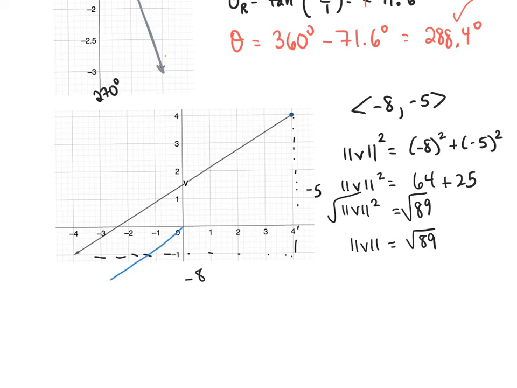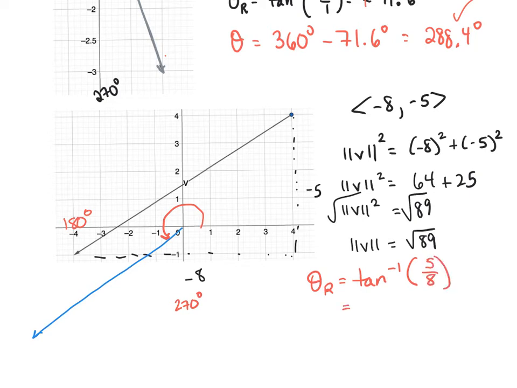Now, if I were to draw this vector in position form with -8, -5, it would look something like this. So its angle is going to be somewhere between 180 and 270, or pi and 3 pi over 2. So we'll use that formula again. The reference angle is going to be the inverse tangent of y over x, which is going to be 5/8. So if I figure out what the inverse tangent of 5/8 is, I get 32.0.